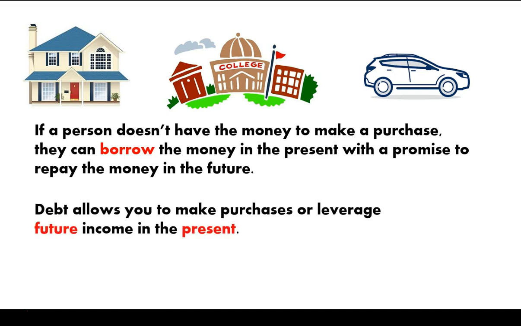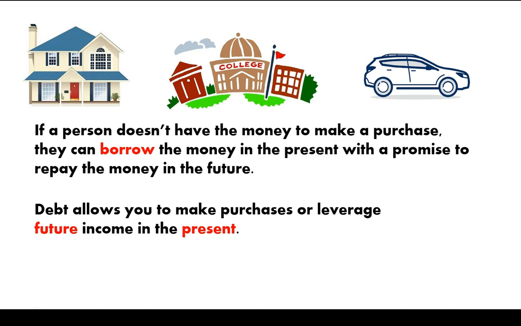But how does debt actually help? It allows you to make purchases or leverage the future income into the present. So it allows you to leverage what you might make and what you can potentially make for things that you can do today. So again, one of the reasons people in the United States can buy a house is because you have the whole concept of debt and a system that allows you to go into debt to buy it, versus other countries where you basically have to make major purchases in cash.